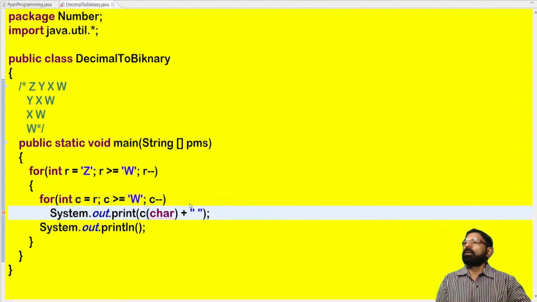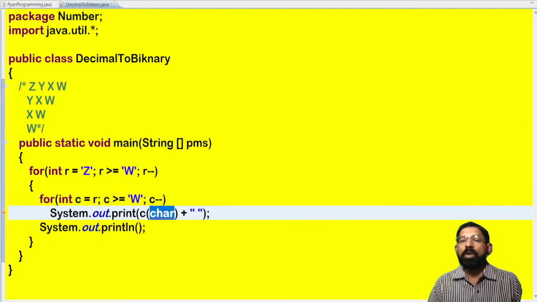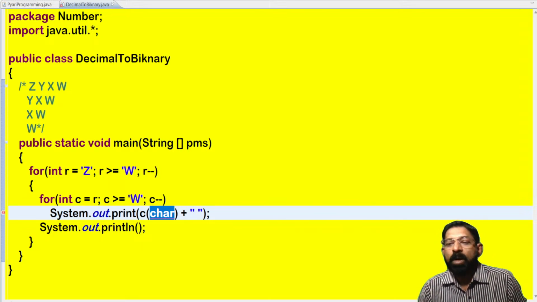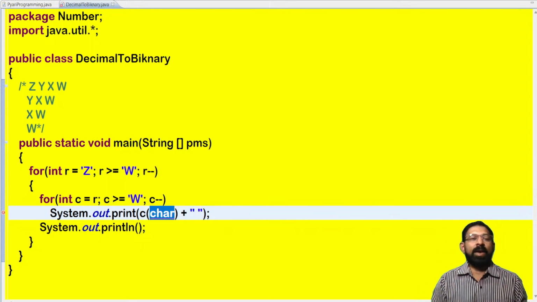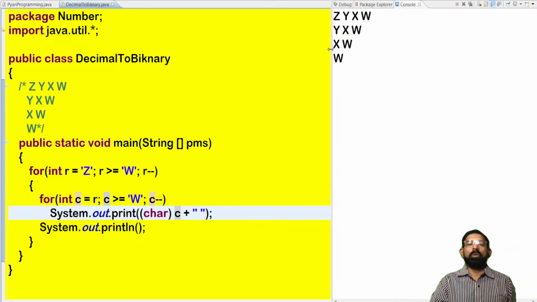I'm getting an error. Look at this, I'm getting an error over here. Red marks. Typecasting is always done on the left hand side. Remember, typecasting is always done on the left hand side, not the right hand side. So where I will do it, I will put it over here. Now we are going to get the desired output.